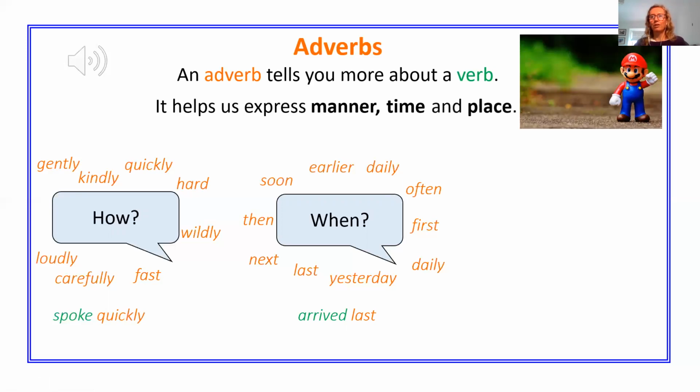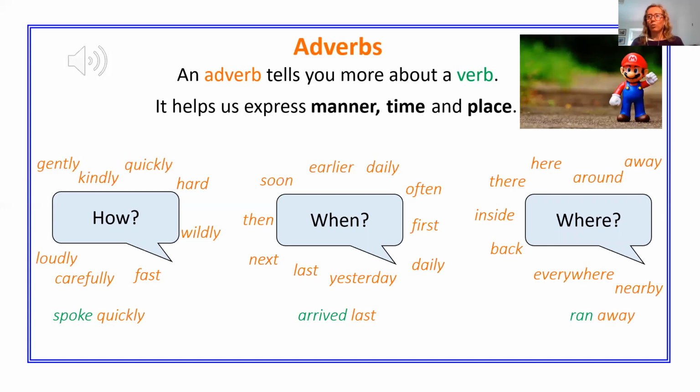Then we have adverbs of place, and these tell us where the verb happened. So ran away. Where did they run? They ran away. So other adverbs of place, which tell us where, are there, here, around, away, nearby, everywhere, back and inside. Okay, and again you can see that those don't end in ly.